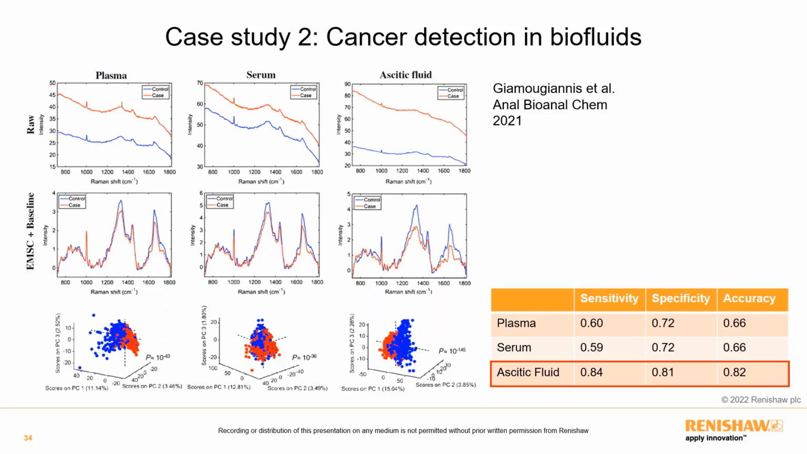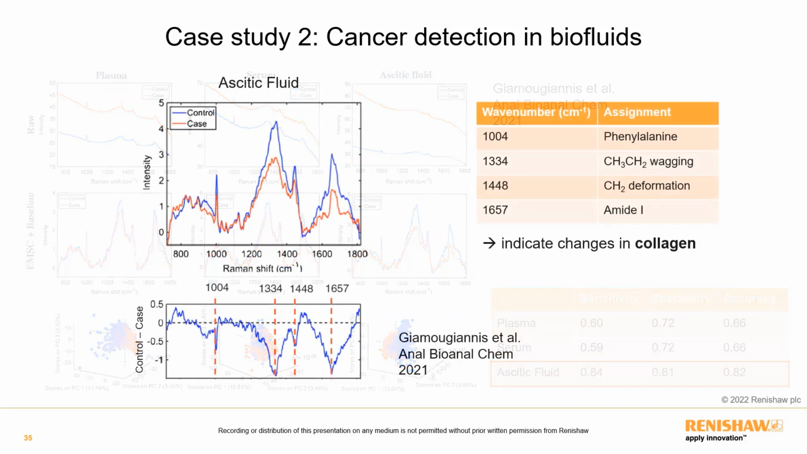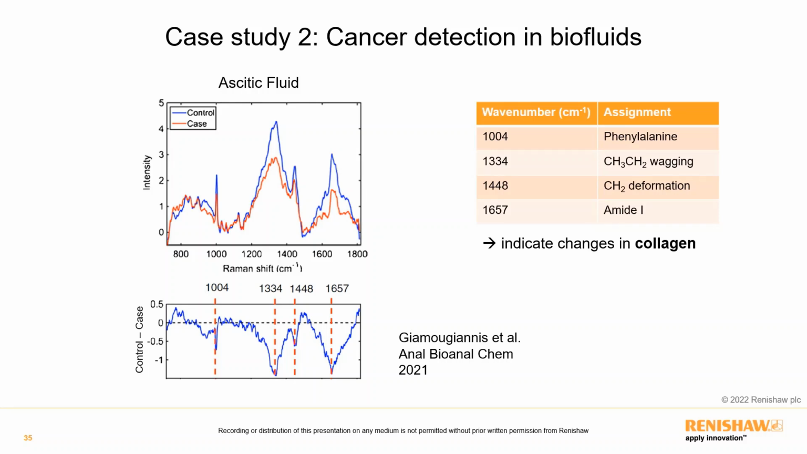Of the 3 biofluids investigated, the model built using spectra from ascitic fluid performed the best. Verification with histological analysis showed that the model could predict cancer with high sensitivity, specificity, and accuracy. This model could therefore be applied to ascitic fluid from patients to assess for the presence of ovarian cancer. As Raman spectroscopy provides a biochemical fingerprint, we can not only detect cancer, but also begin to understand the associated biochemical changes that are taking place.